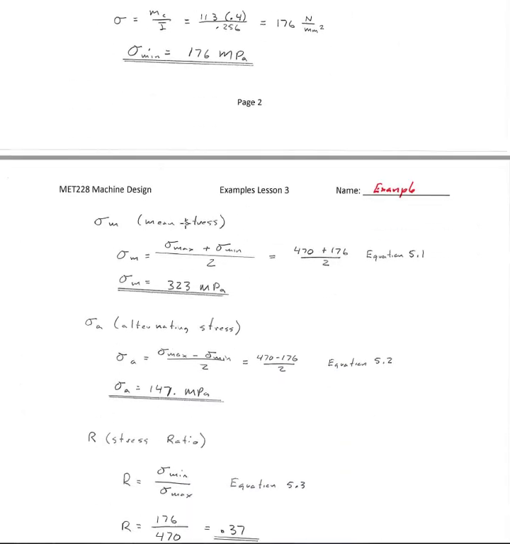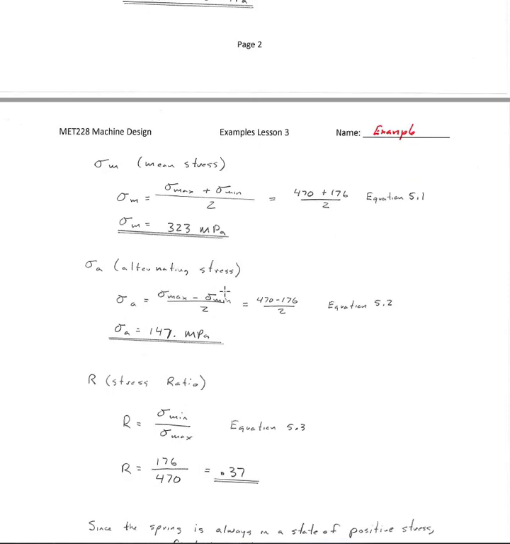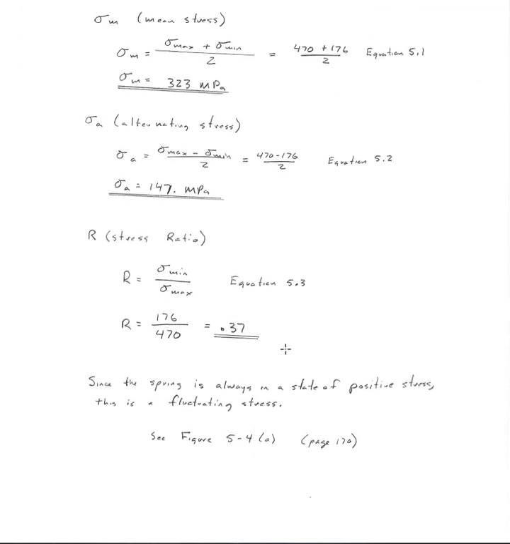Therefore our mean stress is the max stress plus the min stress divided by 2. That's equation 5.1. And so our mean stress is 323 megapascals. Our alternating stress is sigma max minus sigma min divided by 2. That's equation 5.2. And therefore our alternating stress is 147 megapascals. Then our stress ratio is going to be the min divided by the max. That's equation 5.3, and that is 0.37.